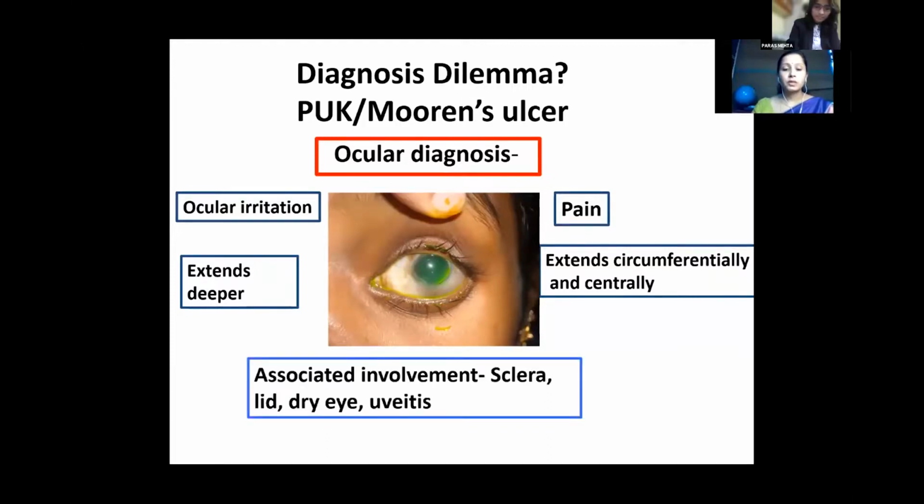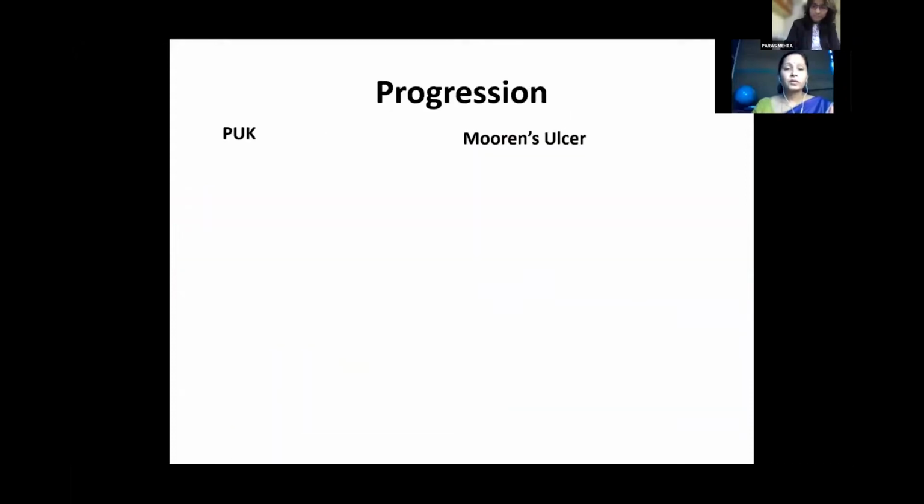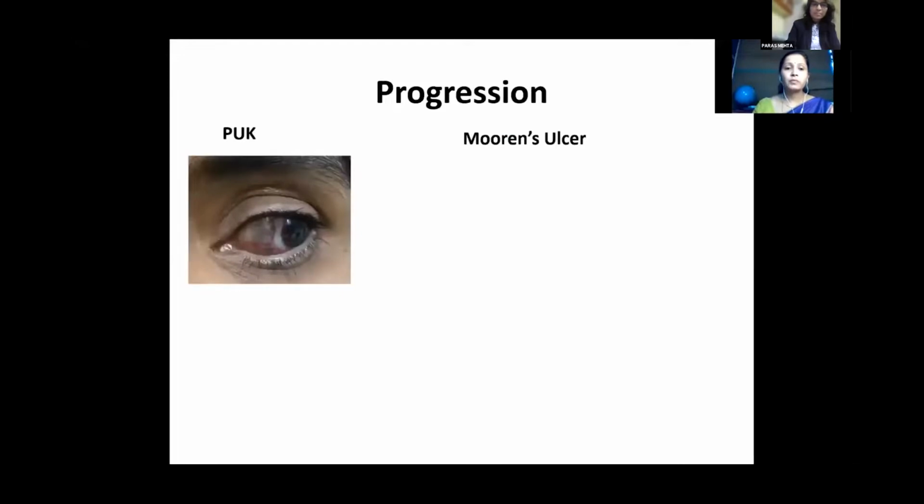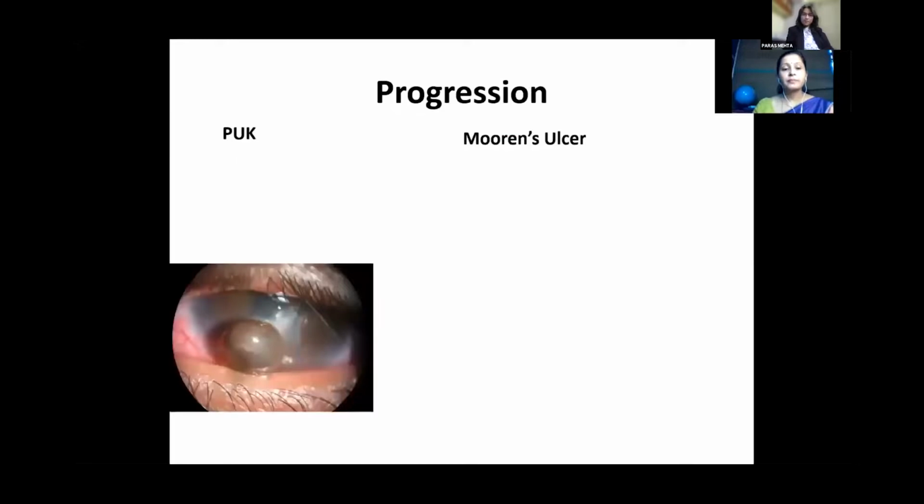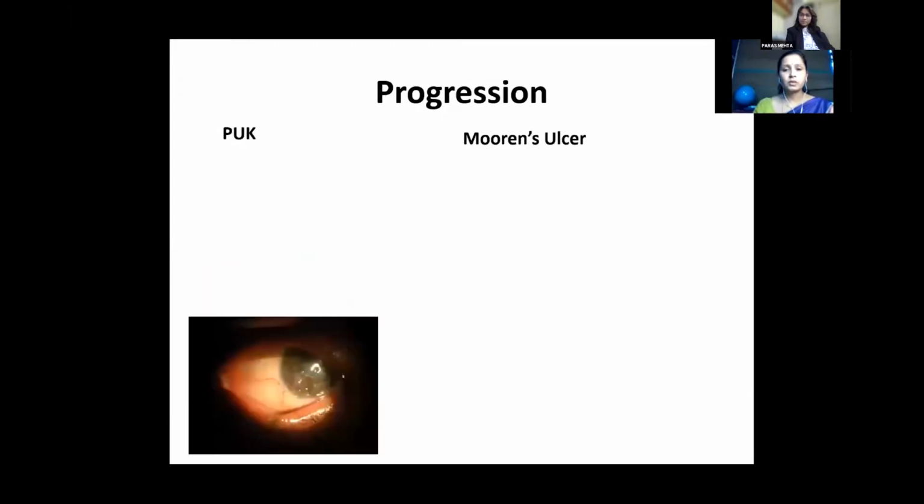perforates. So associated involvement of sclera, lid, dry eye, uveitis, all these point towards a PUK, and you're probably dealing with a PUK. Again, progression, we've already said that a PUK may extend to the adjacent sclera, causing scleritis, necrotizing or non-necrotizing, or can cause conjunctivitis, whereas Mooren's ulcer is limited to the cornea. And in PUK, you might see more perforation at an earlier stage compared to Mooren's ulcer.